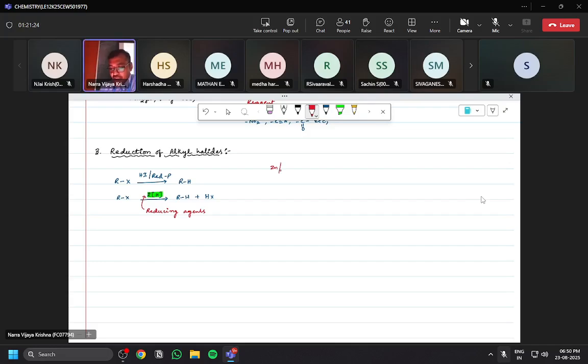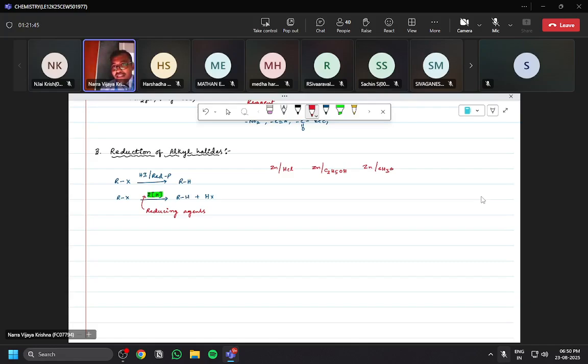Zinc in presence of HCl. What happens? Zinc reacts with HCl to form ZnCl2 plus H2. That H will come here. Zinc in presence of NaOH. Zinc in presence of ethyl alcohol. Zinc in presence of acetic acid.